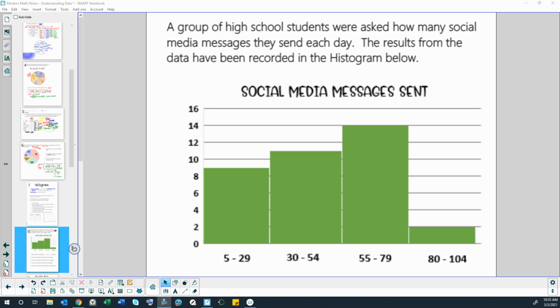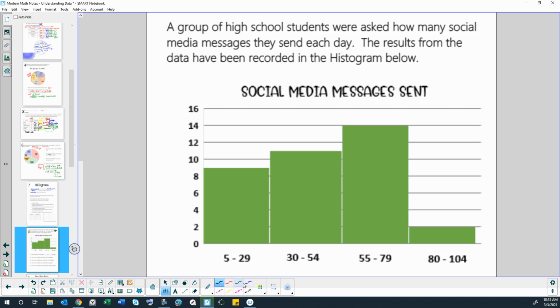About how to read and answer questions about histograms. A group of high school students were asked how many social media messages they send each day. The results from the data have been recorded in the histogram below. So we have this many students, so it looks like 9, right?